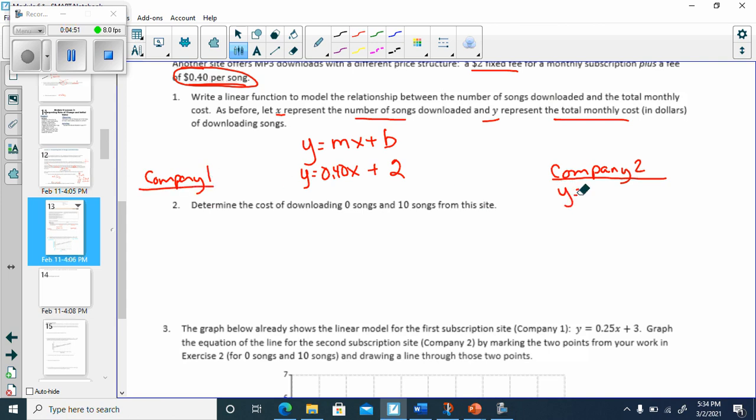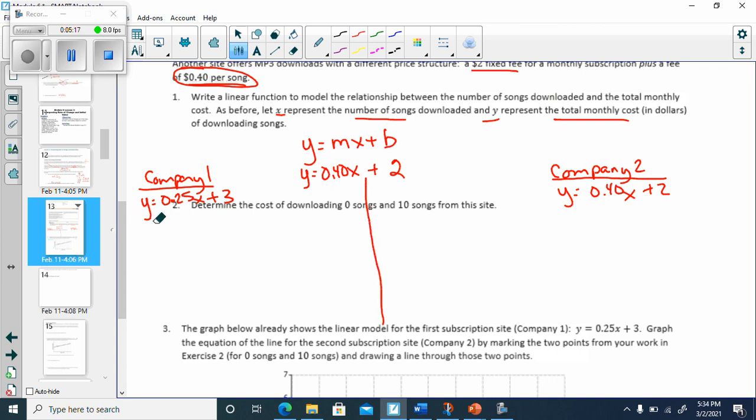Company 2 charges us 40 cents per song. Okay, 40 cents per download times the number of songs downloaded plus $2. The other company was 25 cents per song that we downloaded, times your number of songs, plus a $3 flat fee.